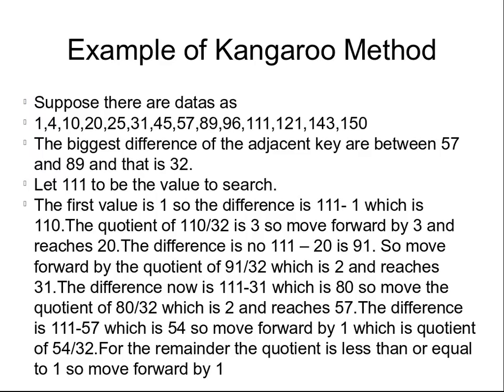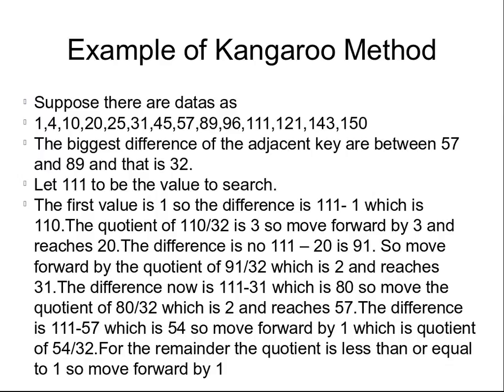Let's see an example. Suppose there is data such as 1, 4, and so on. The biggest difference of the adjacent keys is between 57 and 89, and that is 32. Let 111 be the value to search. The first value is 1, so the difference is 110. So the quotient is 3, so move forward by 3 and reach 20.